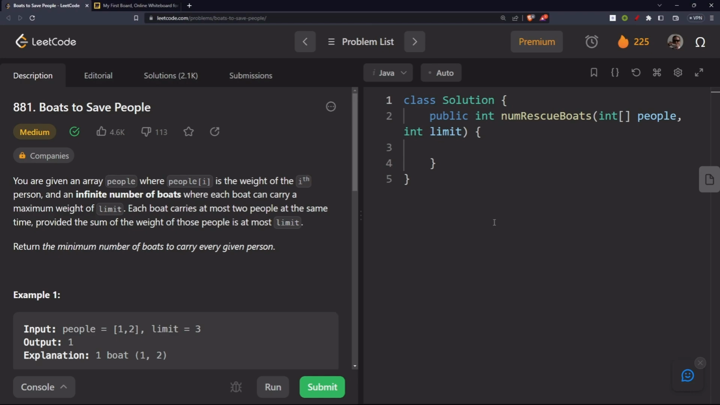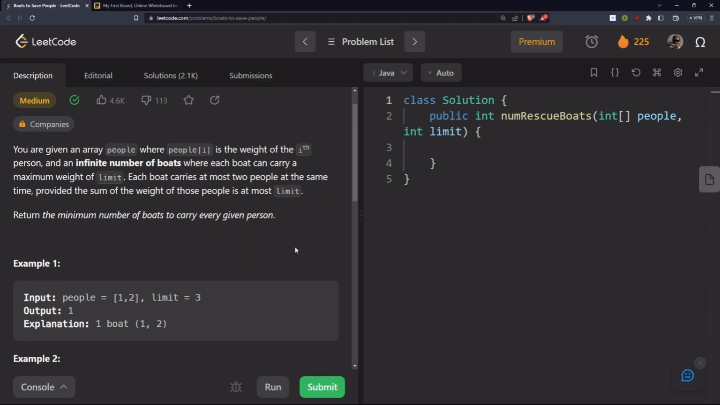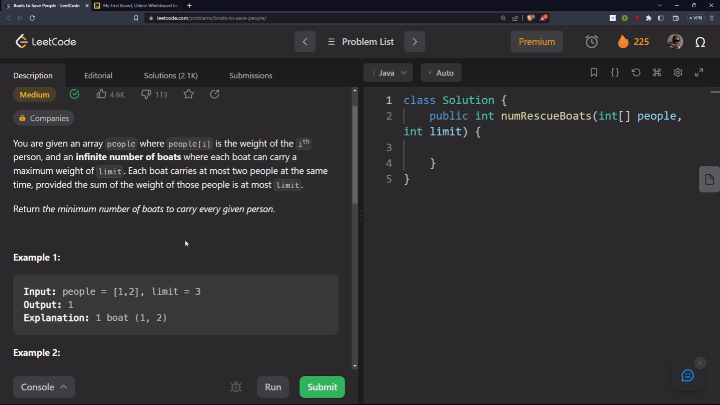So this is just another problem where we have to choose people and fill up the boats. But is the choosing going to be that random? No, because we have to stay within the limit, and the number of people can only be two. So when we choose, we can't blindly choose. We have to think of a few things.